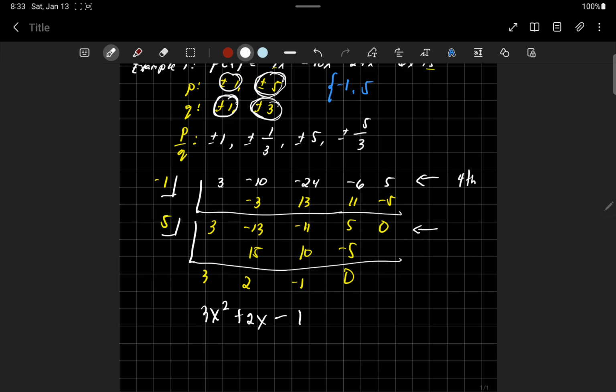This time, naka 3rd degree na lang tayo. Then, from 3rd degree, applying the synthetic division, of course, mababawasan ng isa yung exponent ng ating p of x. So, dapat naka 2nd degree na tayo dito. So, kapag sinulat to, 3x squared plus 2x minus 1.